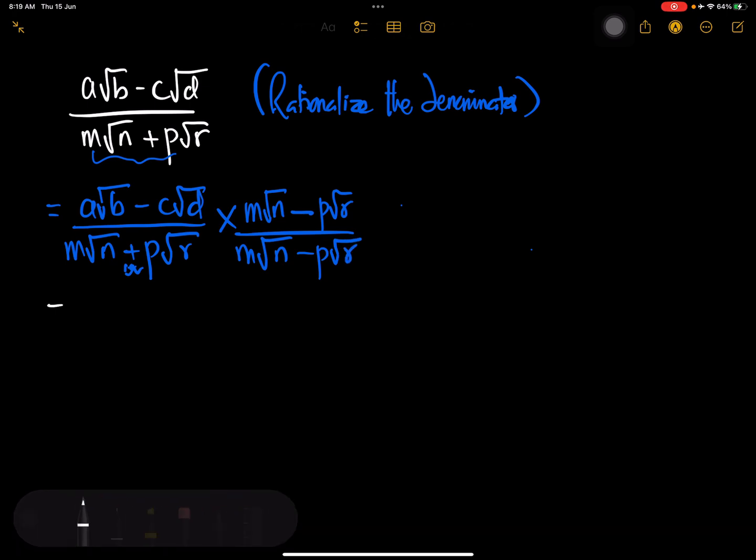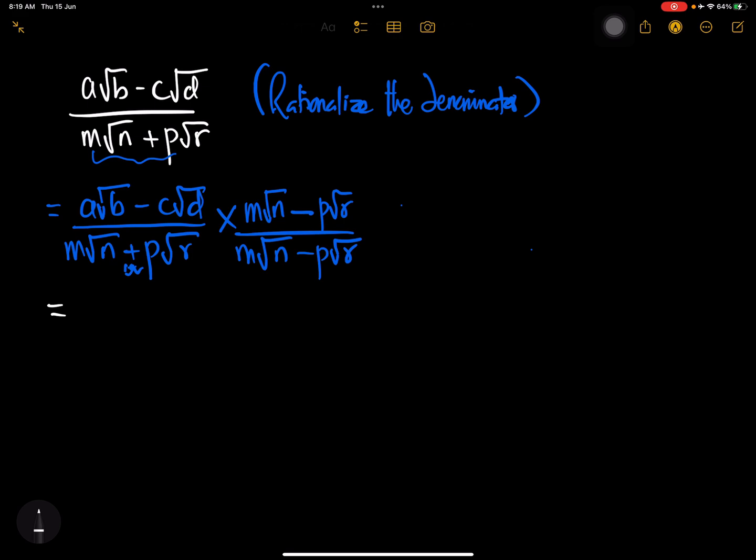I hope it's getting clear so far. If it's not getting clear, I want you to pause the video, go back a little bit, and everything will be fine. It's the same question. This whole thing that we've written here is a question right here. But we are rationalizing the denominator by multiplying it by the denominator and changing the sign from positive to negative. That's what we have done. And then the multiplication rules will kick in.